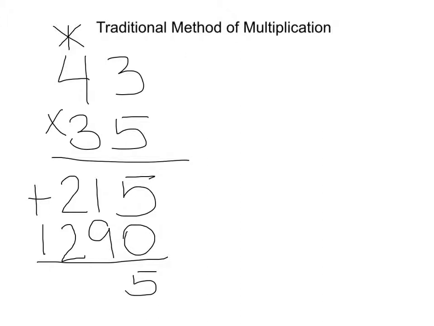1 plus 9 gives us 10. We write the 0 down here, carry the extra 1. Add up those three numbers. The 1 plus the 2 plus the 2 gives us a total of 5. And the last spot gives us a 1. And our answer is 1,505.